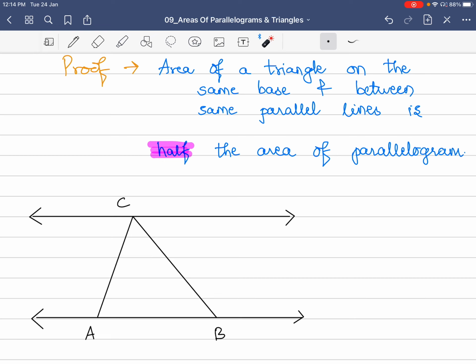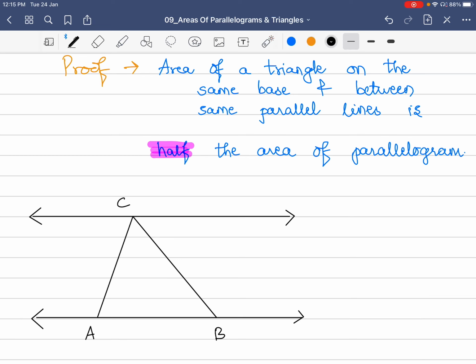Now the statement reads area of the triangle on the same base. So this is my base AB, and between same parallel lines, so these are my two same parallel lines, will be half the area of the parallelogram. So the parallelogram that we are going to construct now should have the same base AB, and it should be between the same two parallel lines. If that is the case, then the area of the triangle will be half the area of the parallelogram. This is what the statement says.